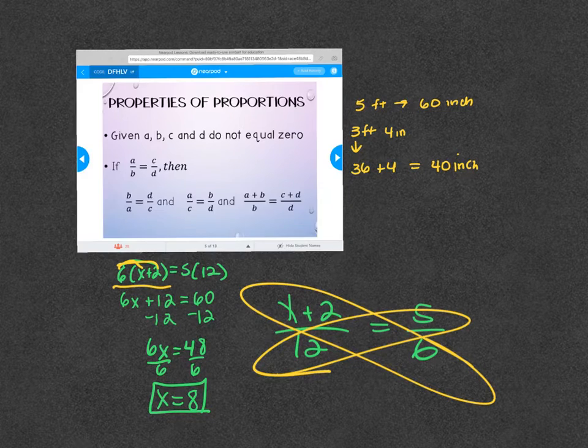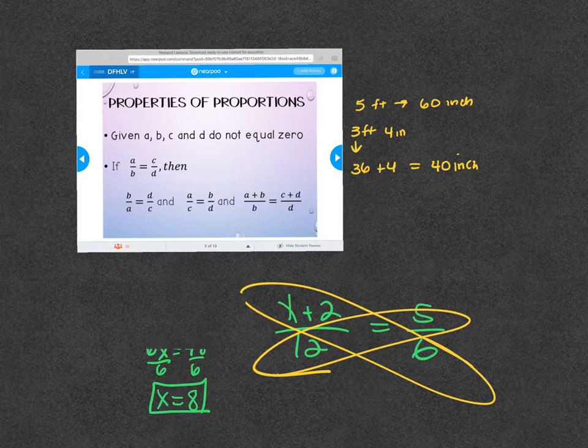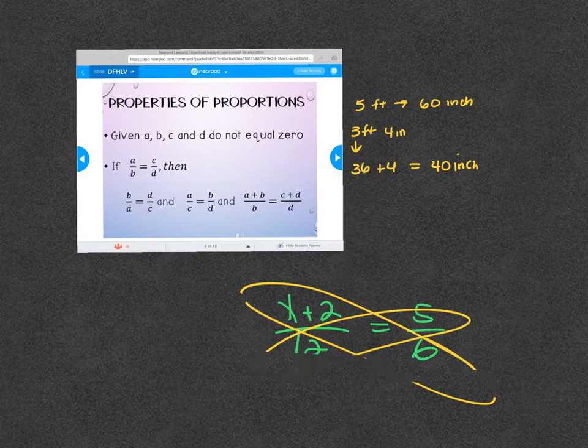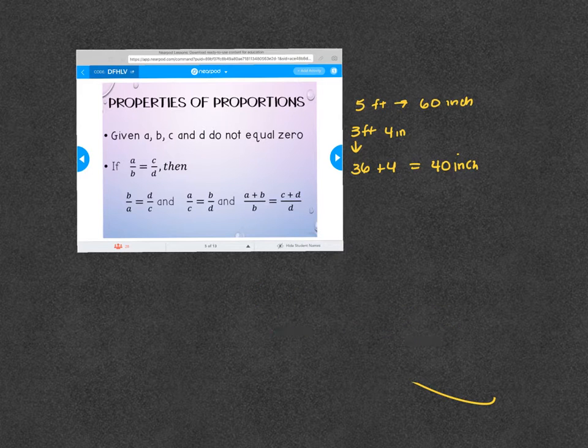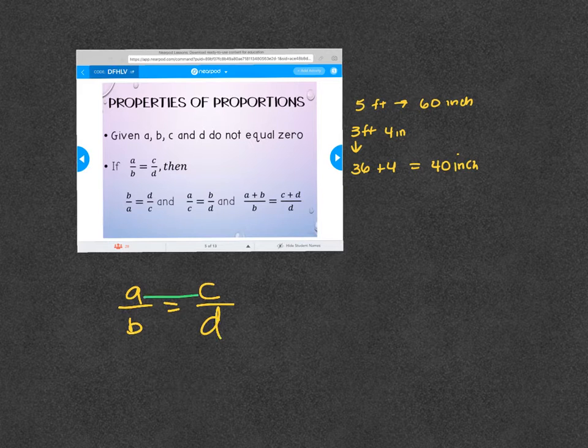You could take a proportion like A over B equals C over D, and you could change it by flipping it upside down, making it B over A equals D over C. You could also take it and go left to right with your numerators. So if I had A over B equals C over D, then I could go left, right, which would be A over C equals left, right, B over D.